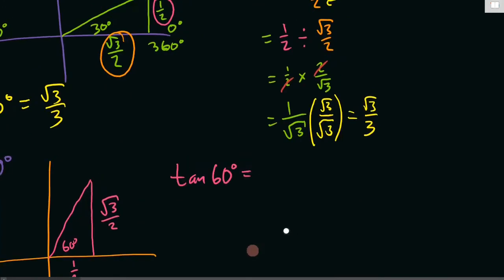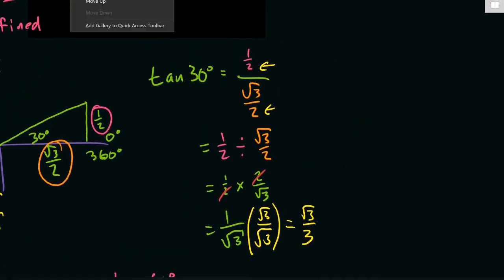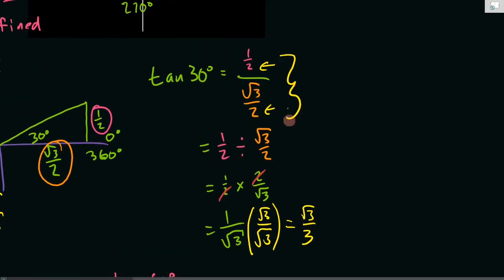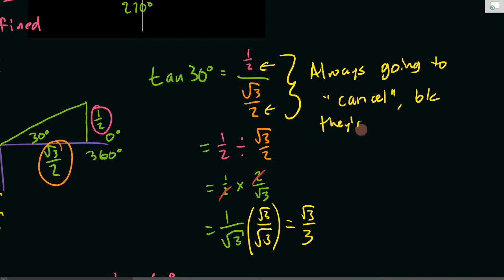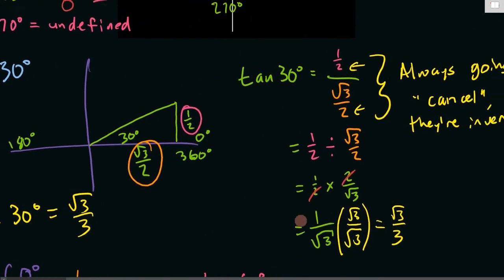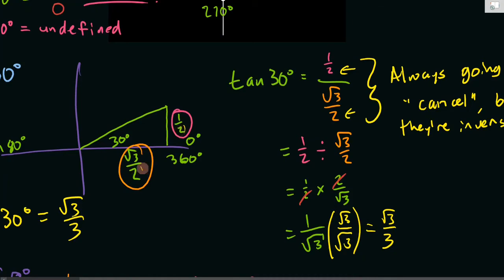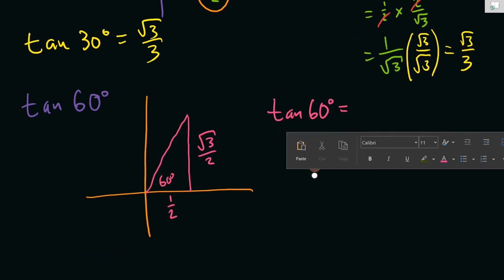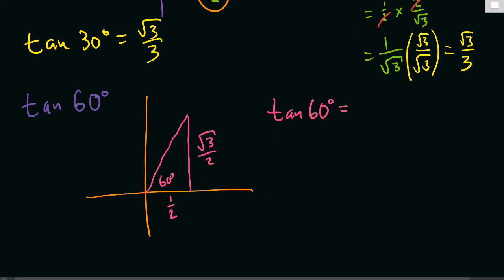But I'm actually going to just skip some steps here, because our over 2's are always going to cancel, because they're inverses. So for all of your 30 and 60 degree values, I'm sure you've noticed with sine and cosine, it's always over 2. Even root 2 over 2 is always over 2. So no matter what you get, your special values are always over 2, which means our over 2 and over 2 are going to cancel.